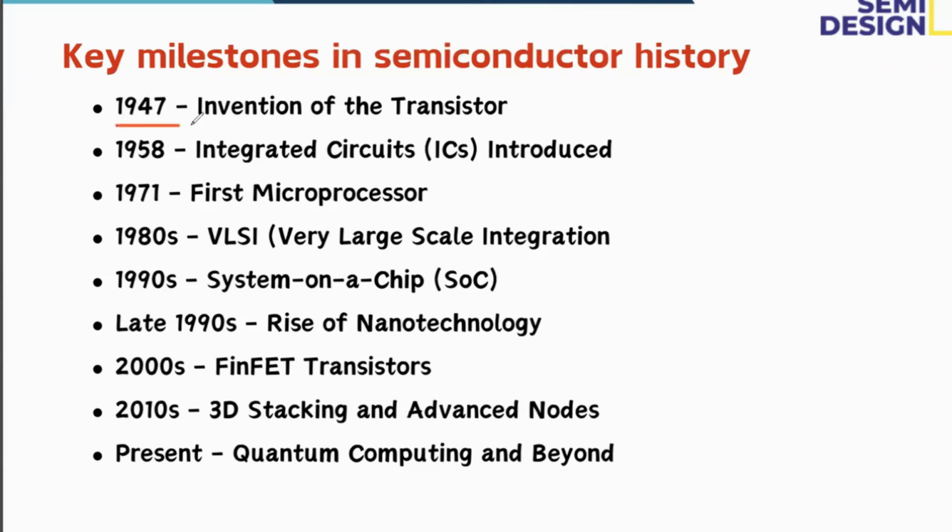So in 1947, the researchers or scientists invented the transistor. Okay, who invented the transistor? Not a single person, different people like John Bardeen or William. So they all together invented the transistor. So the transistor has replaced the vacuum tube technology.